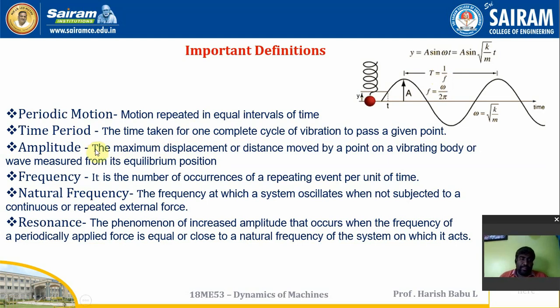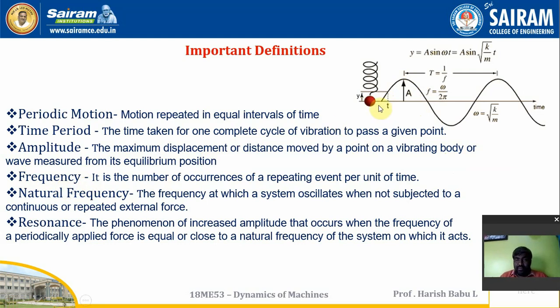What is amplitude? The maximum displacement. Whenever motion takes place, this line indicates the equilibrium position, and the wave propagates. Whenever it reaches the maximum point from the equilibrium position, that is called the amplitude: the maximum displacement or distance moved by a point on a vibrating body or a wave, measured from its equilibrium position. That will be A. This remains the same when it is an undamped vibration. When it is damped, it automatically reduces to 0 in a given time period.